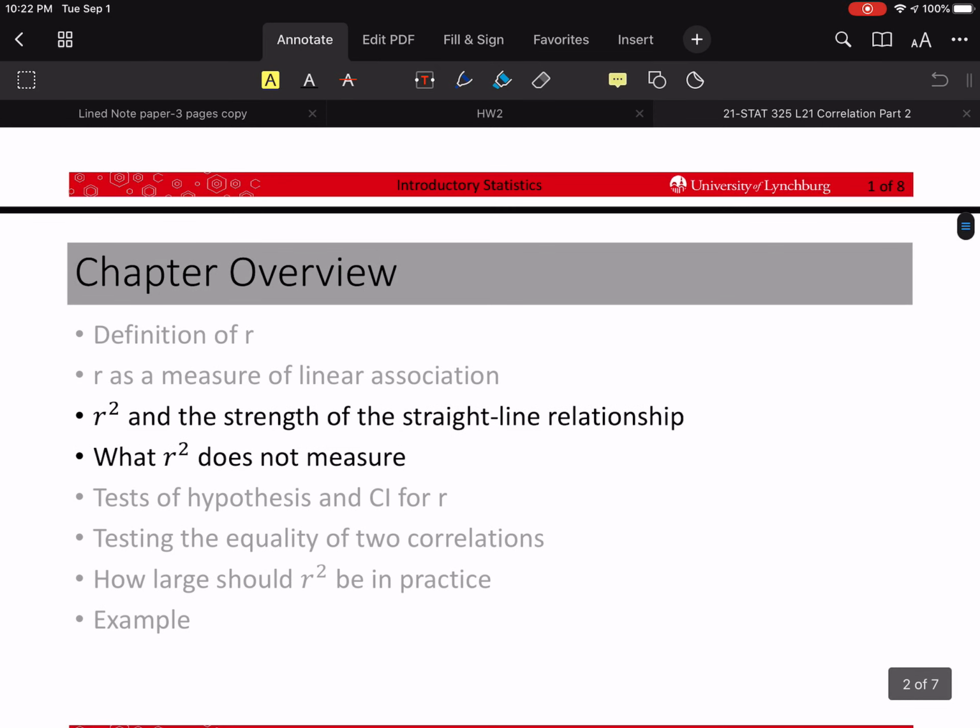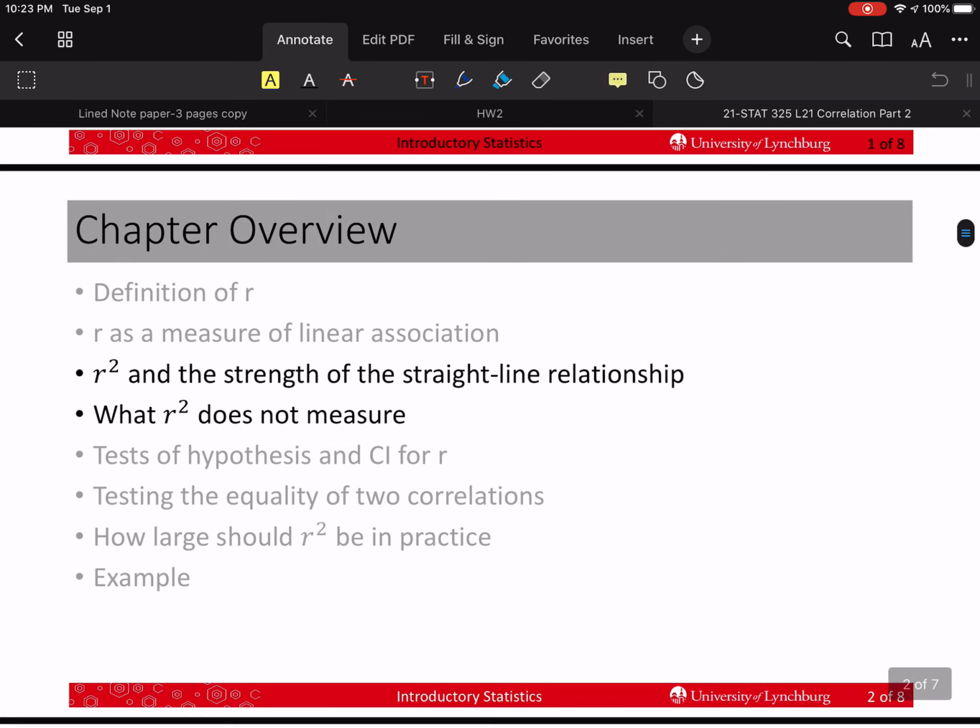As far as this video, we're going to talk about R squared, and it's the strength of the straight line relationship. And we're going to talk about what R squared does not measure. And this is called the coefficient of determination.